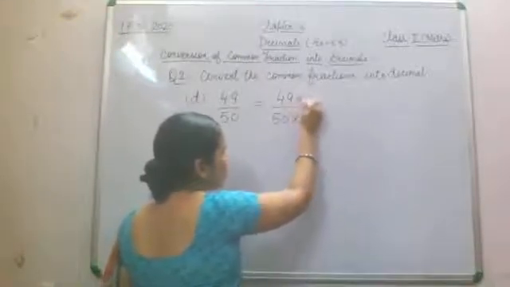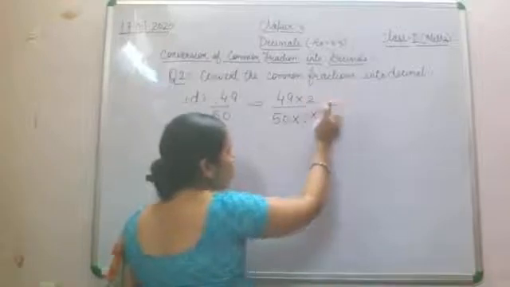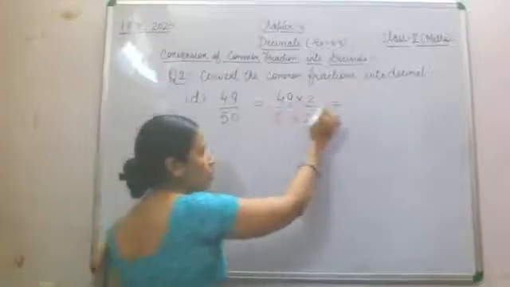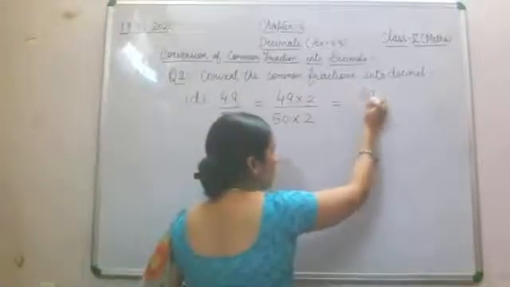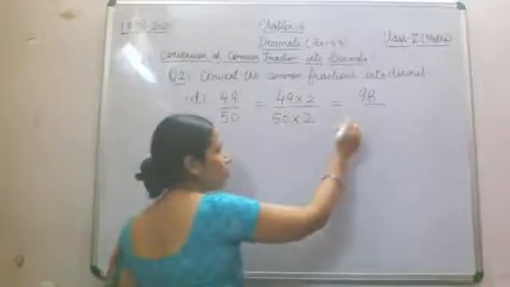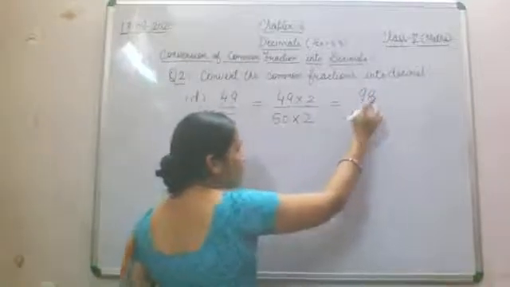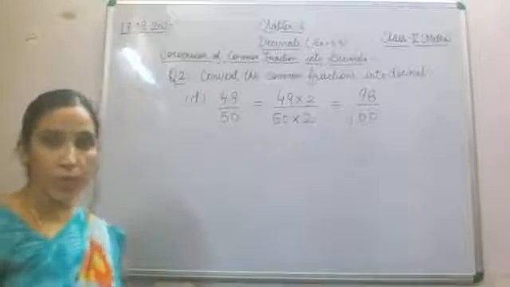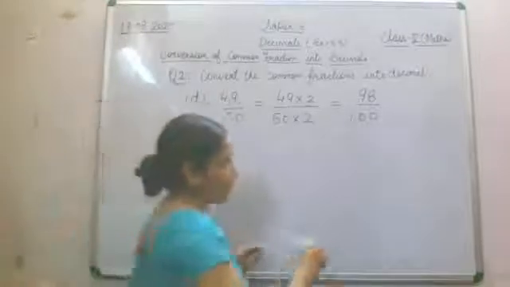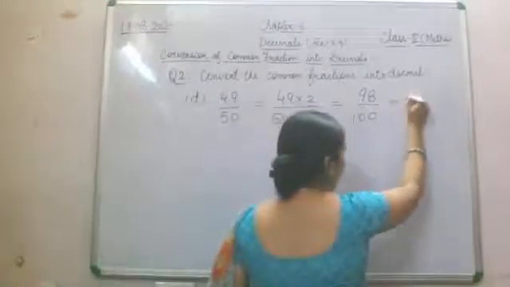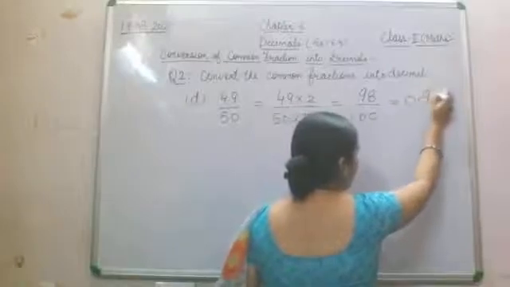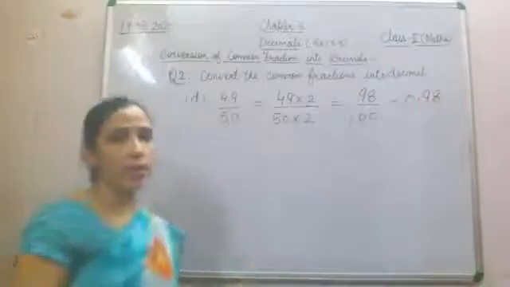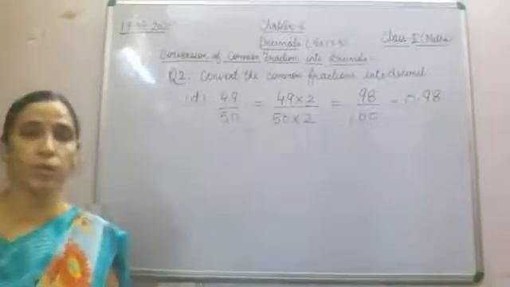So here also we will do multiplication by 2. So this 49 2s that will become 98, divided by 50 2s, 100. Now this 98 by 100 you can write in decimal. Yes, we have to count from the back and just put the decimal point: 0.98.